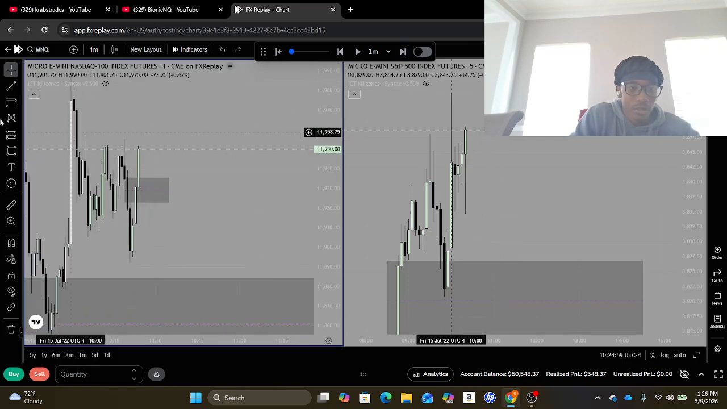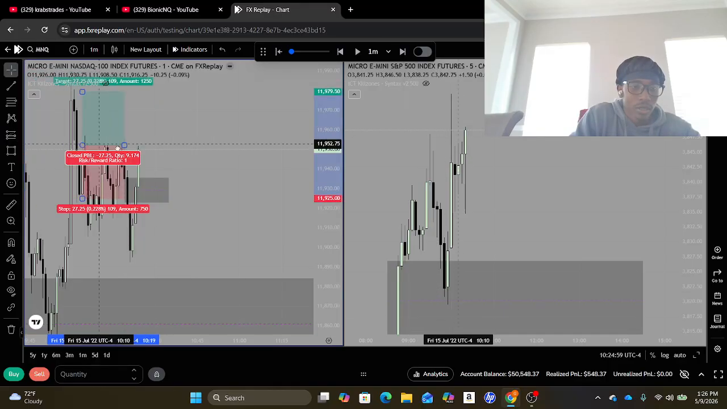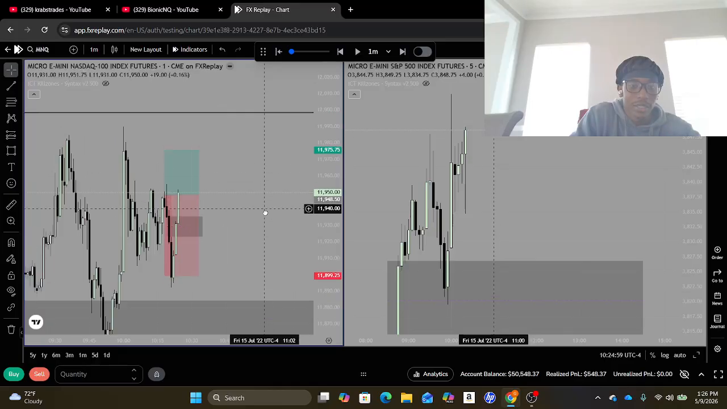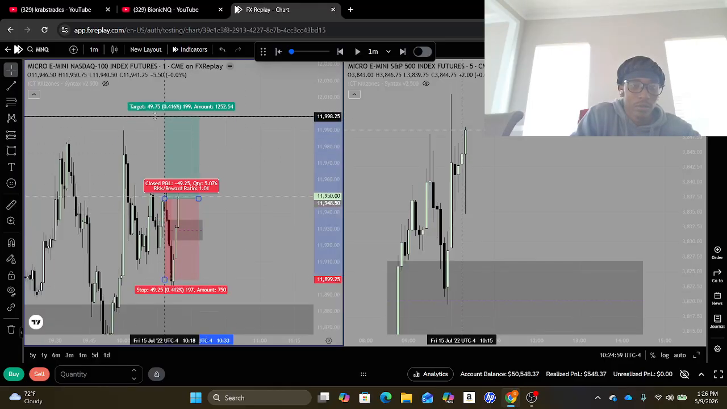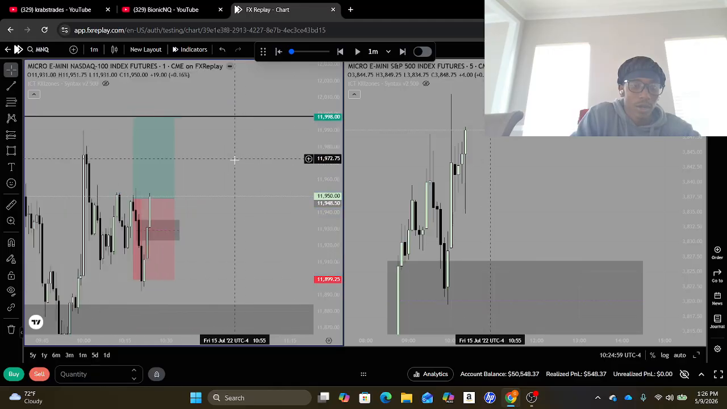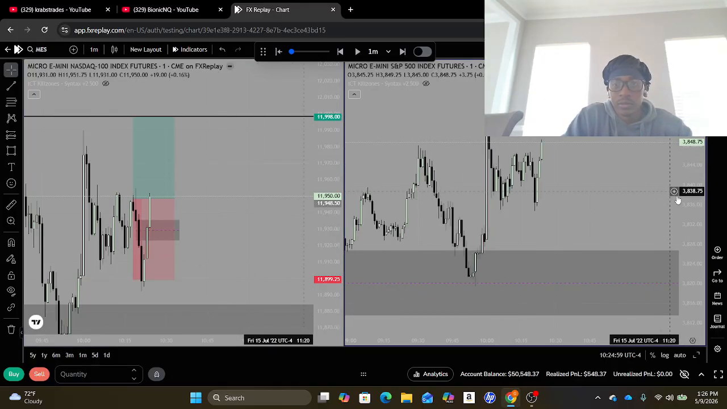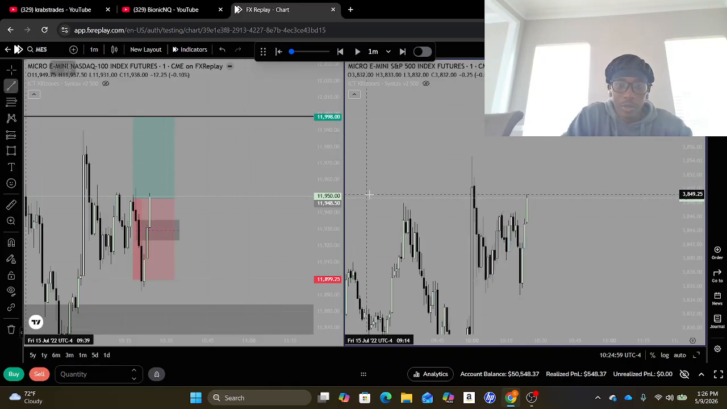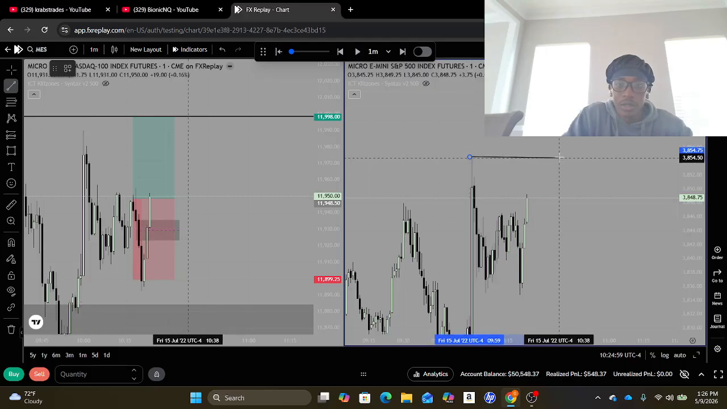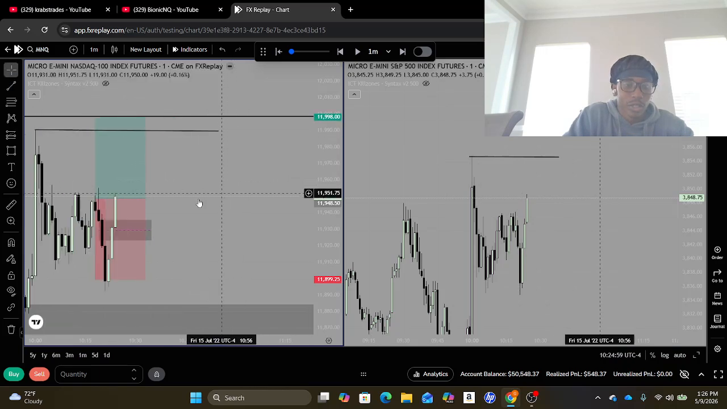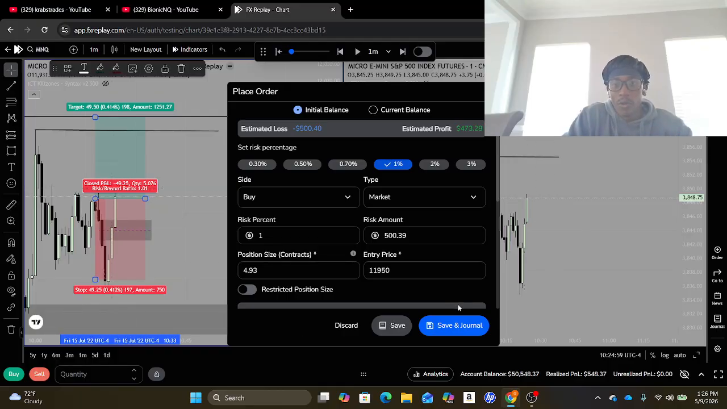Dang, I like this. I'm liking this. Structure plus displacement. This stop isn't necessarily protected. But yeah, we'll go break even. Low key, I'm gonna go break even at this high, because I don't expect price to reverse before then.